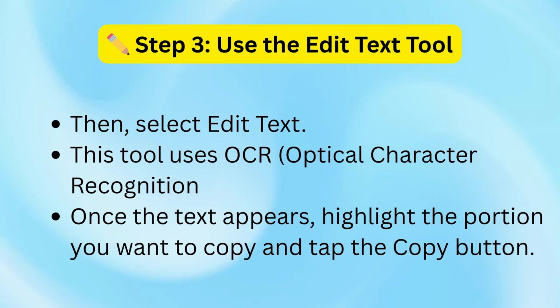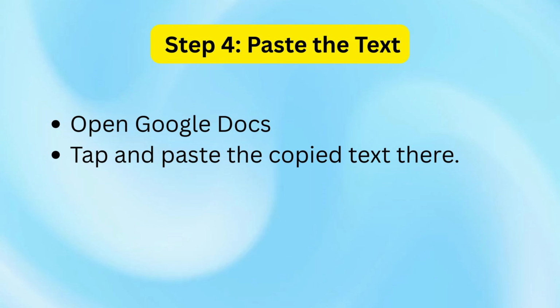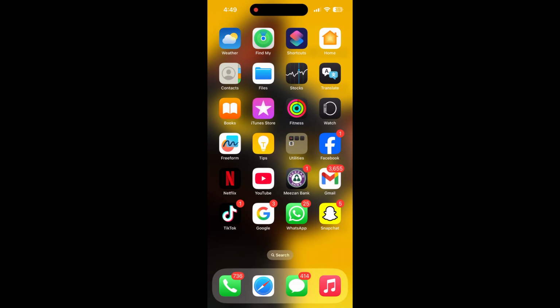Now open Google Docs or any text editor on your phone. Tap and paste the copied text there. As you can see, the entire text has been transferred perfectly. You can now make small corrections or formatting changes using Google Docs editing tools.